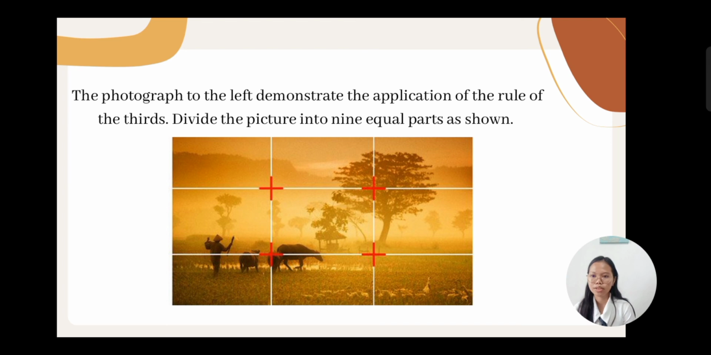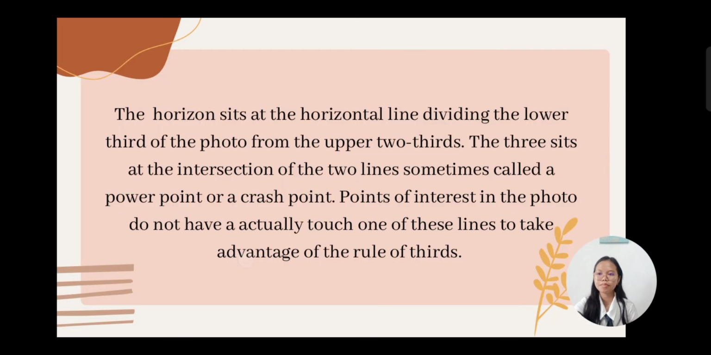The rule of thirds. Divide the picture into 9 equal parts. So you need to divide the picture into 9 equal parts. And ang tawag sa red guide na cross is focal points. So the horizon sits at the horizontal line dividing the lower third of the photo from the upper two-thirds. The subject sits at the intersection of the two lines, sometimes called a power point or a crash point. Points of interest in the photo do not actually have to touch these lines to take advantage of the rule of thirds.